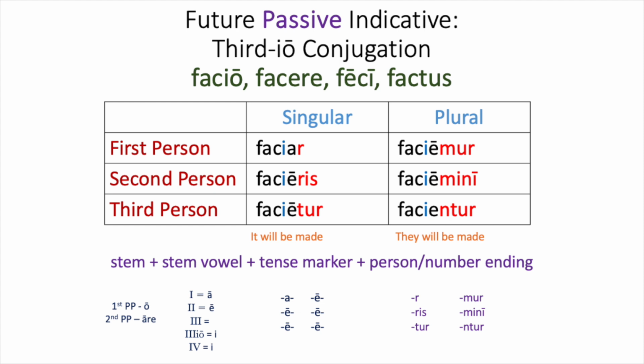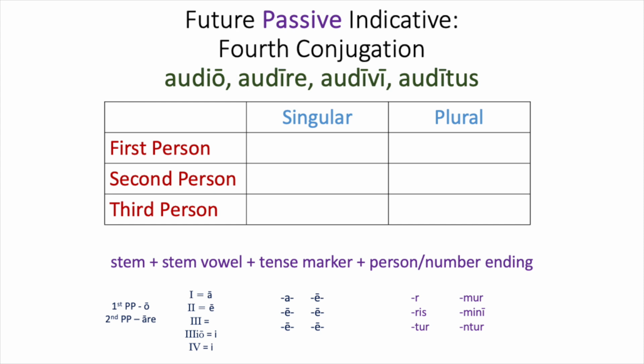For the third-io, again, the difference is that all six of these forms have an I before that vowel. So faciar, I will be made, faciēris, you will be made, faciētur, it will be made, faciēmur, we will be made, faciēmini, y'all will be made, and facientur, they will be made. Make sure you have these written down before you try out the fourth conjugation future passive indicative verb forms. So pause the video and try.